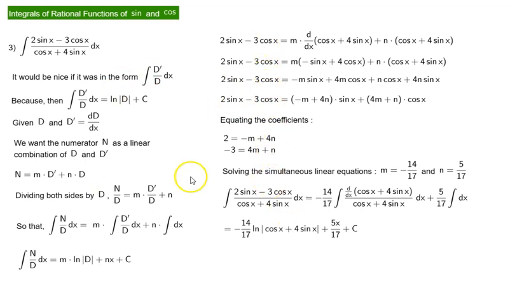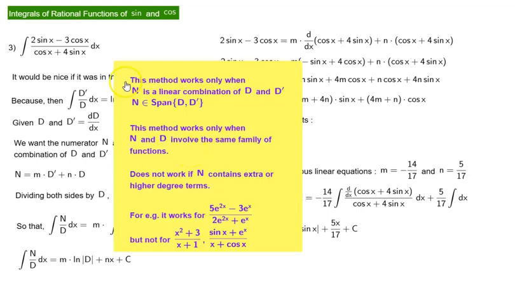Now, this method, you have to be careful when to use it. This method works only when n is a linear combination of d and d prime. That is, n is in the span of d and d prime. This method works only when n and d involve the same family of functions. So in the numerator, you have sin x and cos x. In the denominator also, you have sin x and cos x. It does not work if n contains extra or higher degree terms.